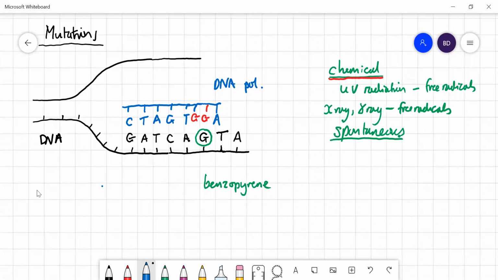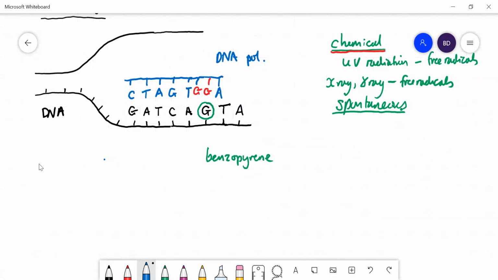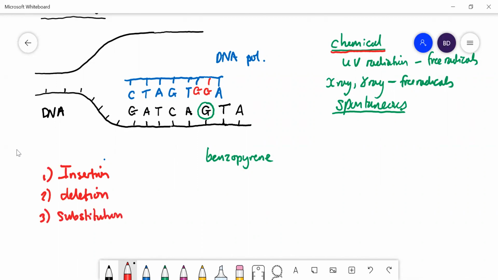Right, so if we think about the 3 different things that can happen, you can have an insertion of a base, you can have a deletion of a base, or you can have a substitution. Right, let's talk about these insertions and deletions. Now, these are going to cause big problems called frame shifts. These are frame shift mutations.